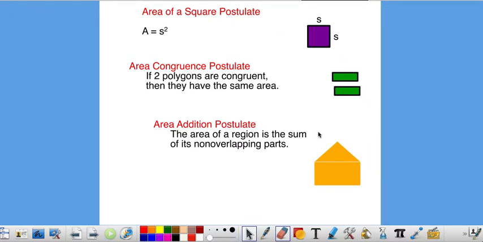Now I went kind of fast through this page because these are just postulates. These are things that you would assume to be true, but now we have defined them as postulates, so they are true.